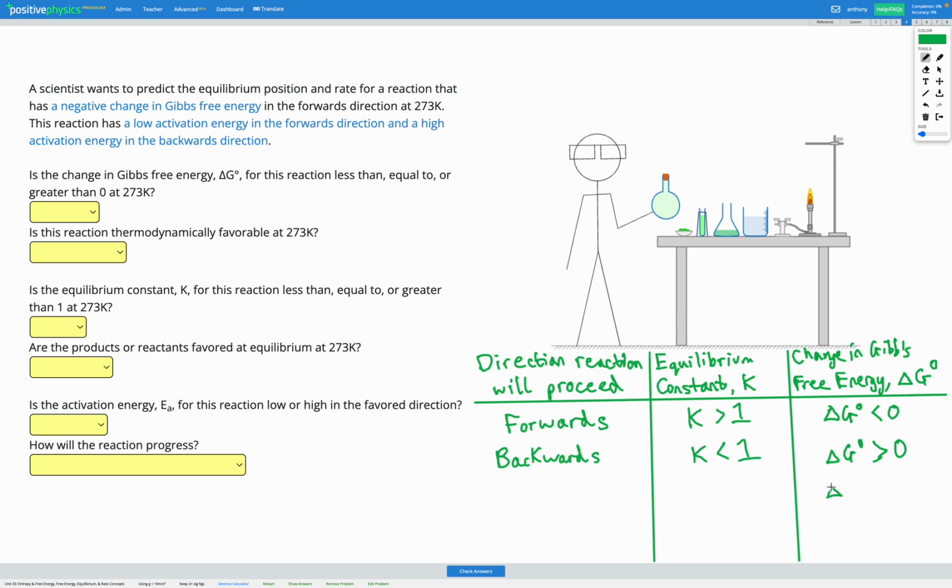Finally, if we have a situation where delta G naught is equal to 0, that means we're at equilibrium. So our reaction will neither happen in the forwards or backwards direction because we're at equilibrium. And we know that at equilibrium, our equilibrium constant K is equal to 1.